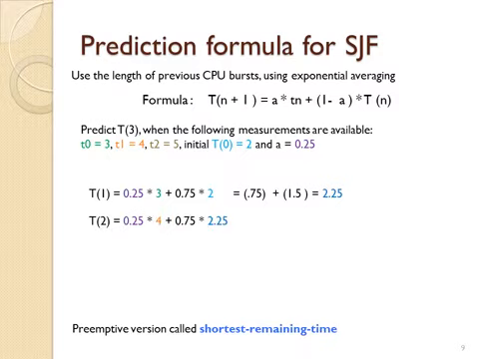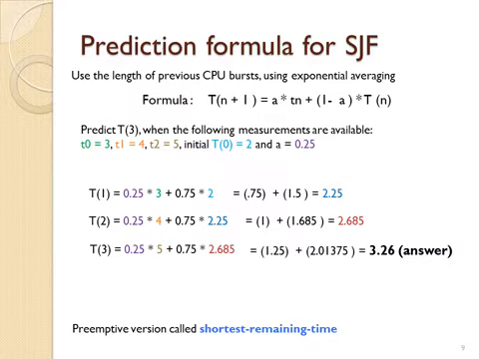To predict big T of 2, you take 0.25, multiply it by little t of 1, and then multiply 1 minus a, which is 0.75, times the big T of 1 we just calculated, and you will get T of 2. And then you can take T of 2 and get T of 3. So in this situation, with this prediction formula, it's just a plug-in, and the information will need to be provided for you in order for you to do any exercises involving the prediction formula.